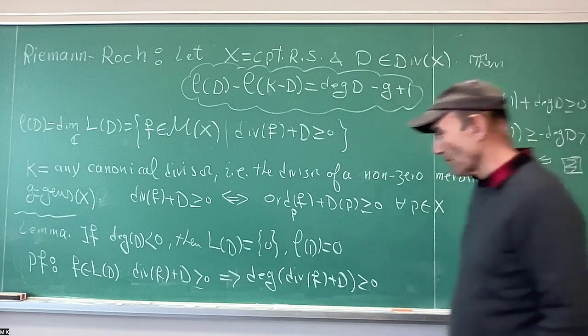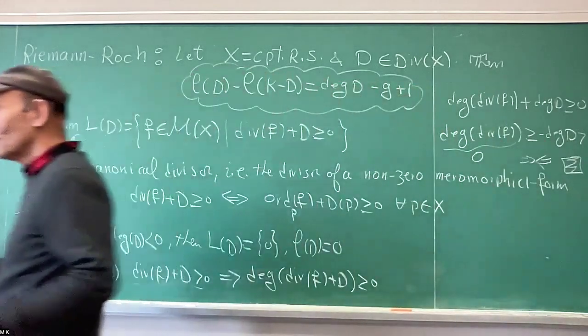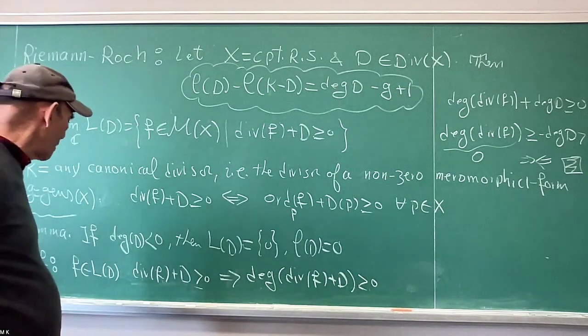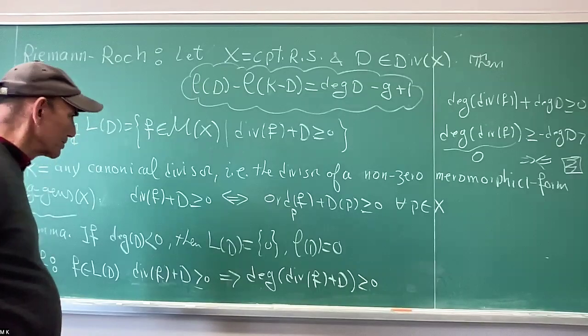But that's something very useful to have in mind. If you have a divisor whose degree is negative, there are no elements in L of D. So L of that divisor is 0. So line bundles with negative degree don't carry any non-trivial holomorphic sections.